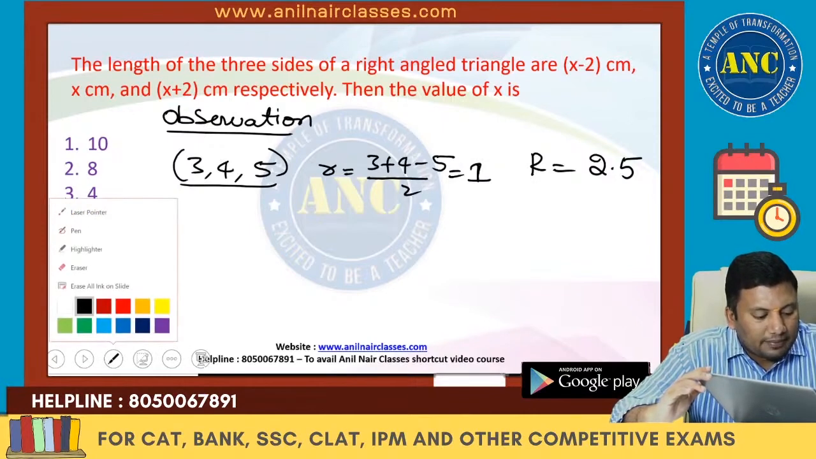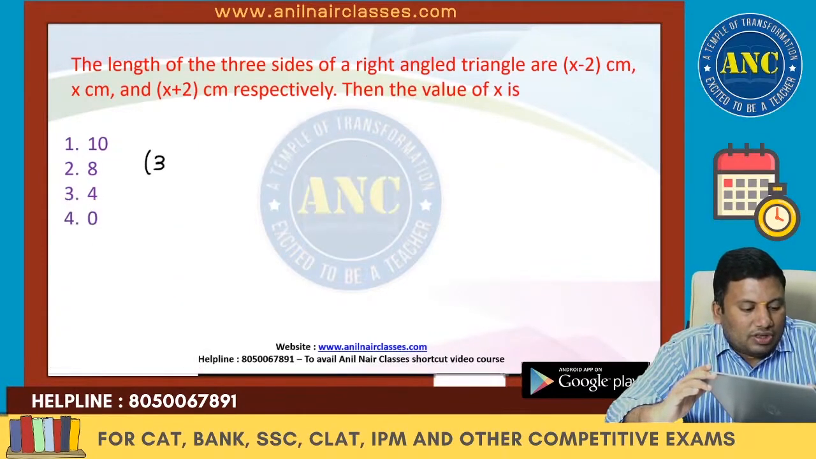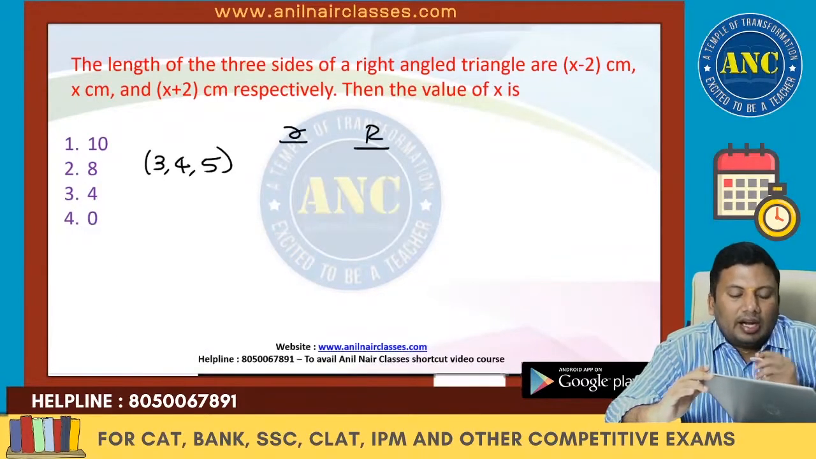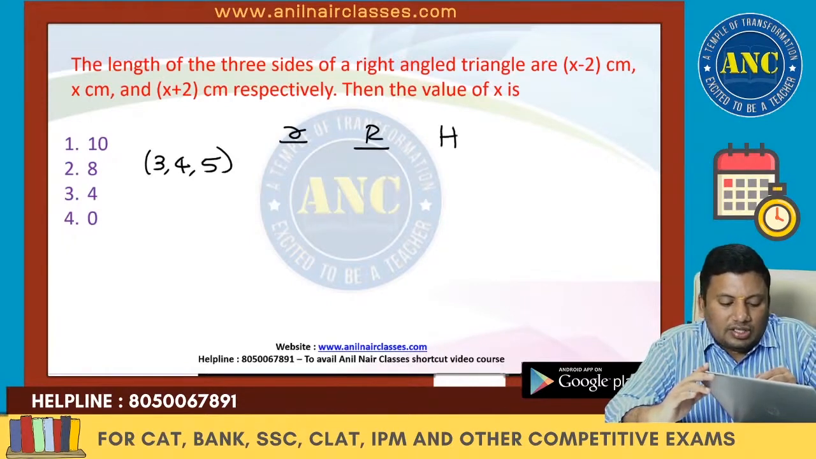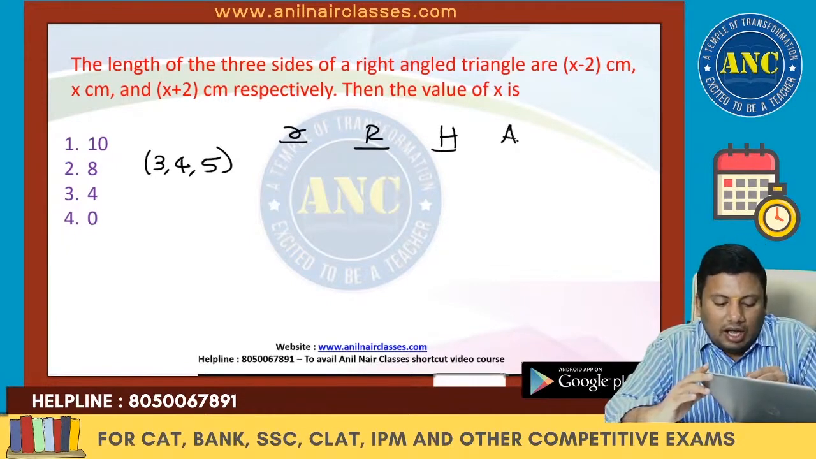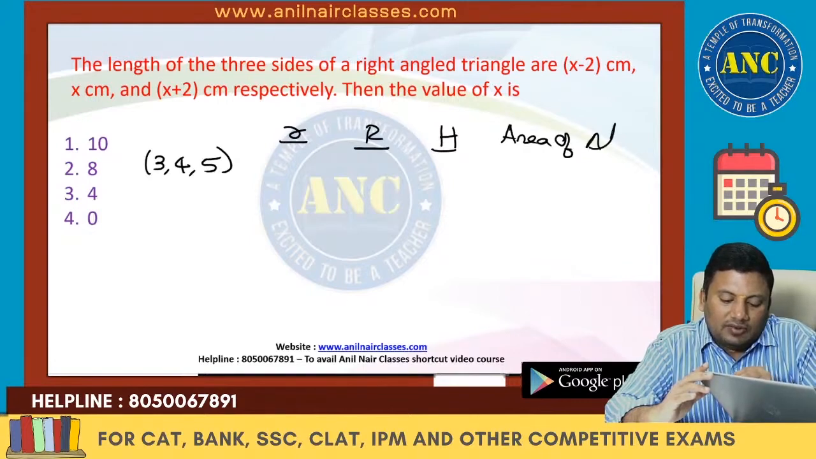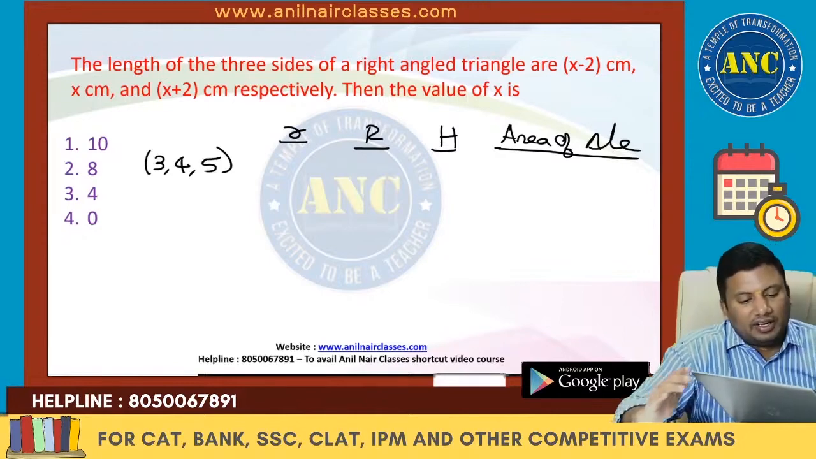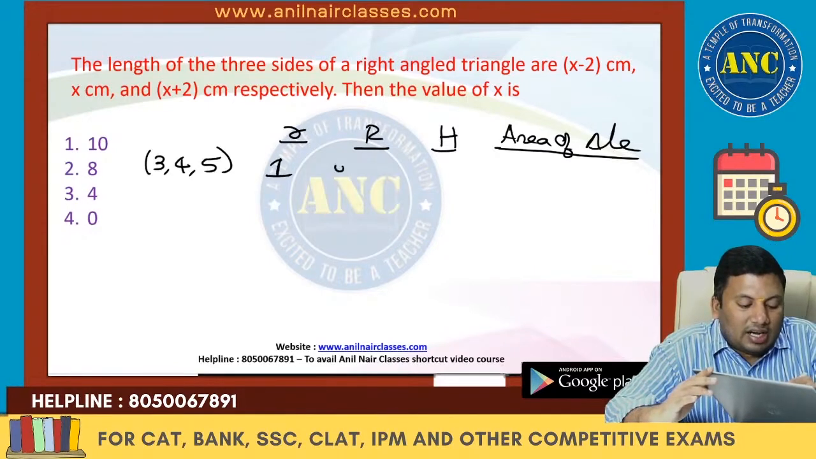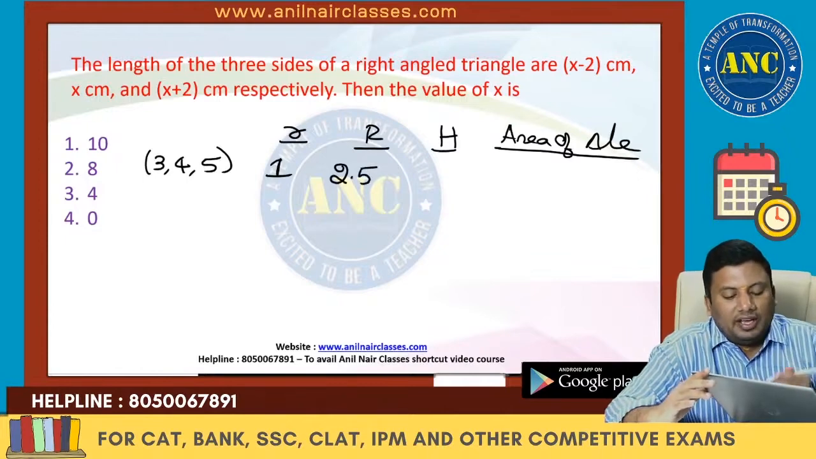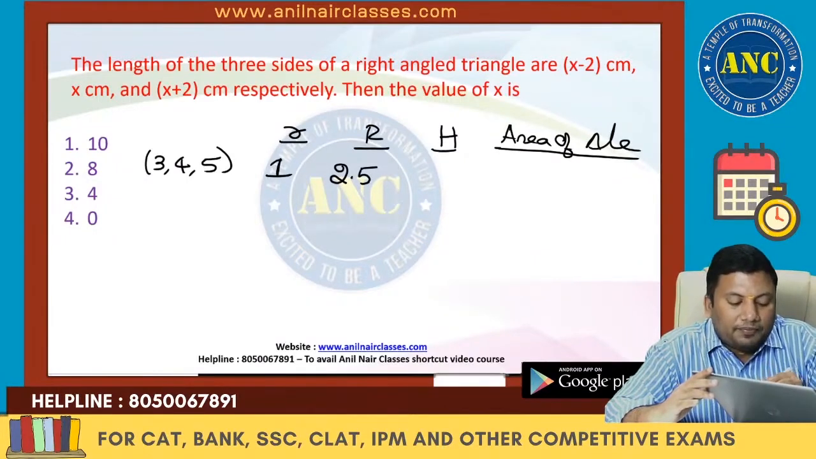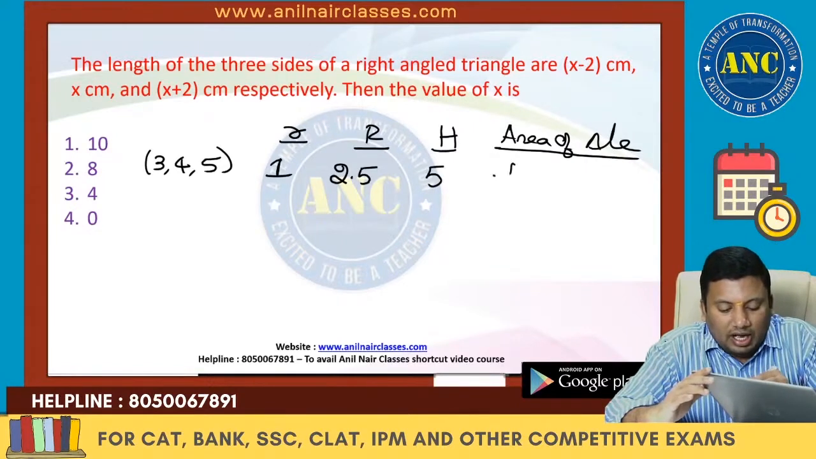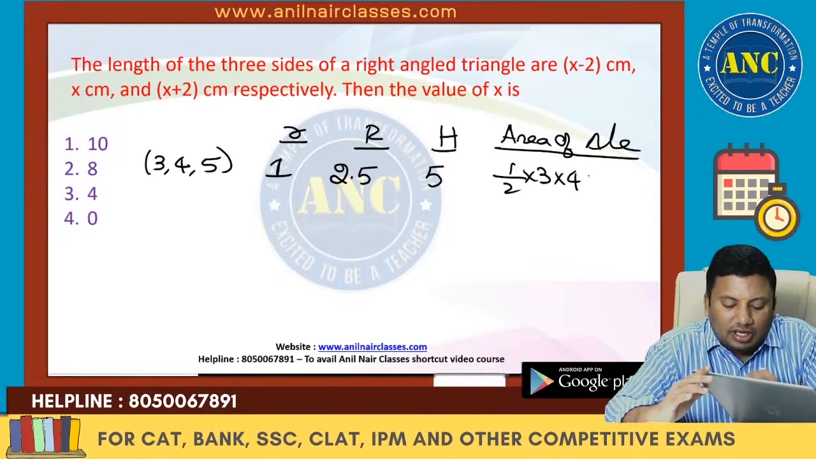See here, 3, 4, 5. This is very, very important for us to solve the problem. The inradius, circumradius, hypotenuse, and the area of a triangle, all these values we will find. The inradius is 1, the circumradius is 2.5, the hypotenuse is 2.5 into 2, which is 5, and the area is half into 3 into 4, which is 6.